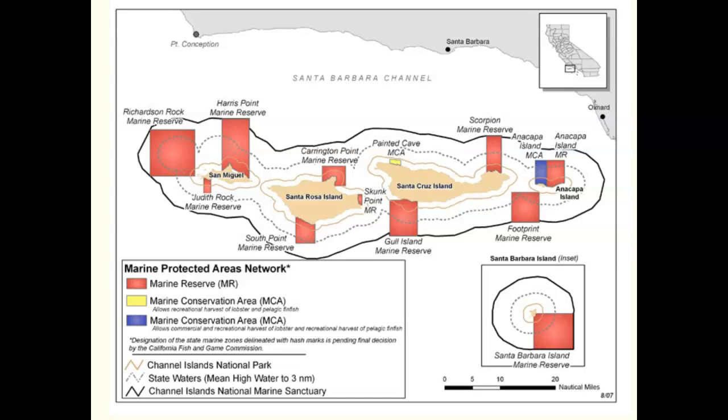For example, maybe you can harvest lobsters, but you might have to do it within specific parameters. So in this location, during this season, you can only take this many per day. They have to be this size or over this size, things like that.